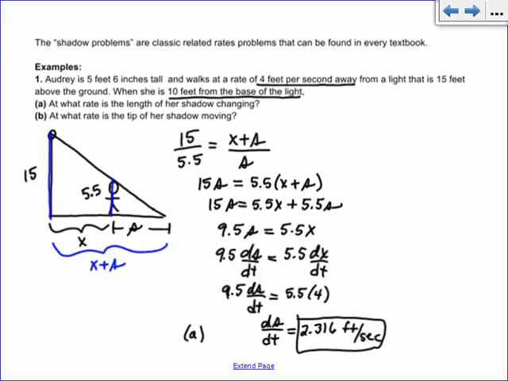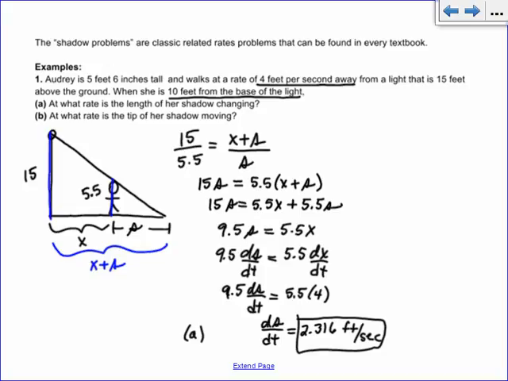It's phrased a little bit differently though, and this is what's a little bit confusing, because for part A it says at what rate is the length of her shadow changing. Do you guys see on the ground, that's the length of her shadow. That's the S, right? But at what rate is the tip of her shadow moving? The tip of her shadow is a little bit different. The tip of her shadow involves how fast she's walking and how fast the shadow is changing.